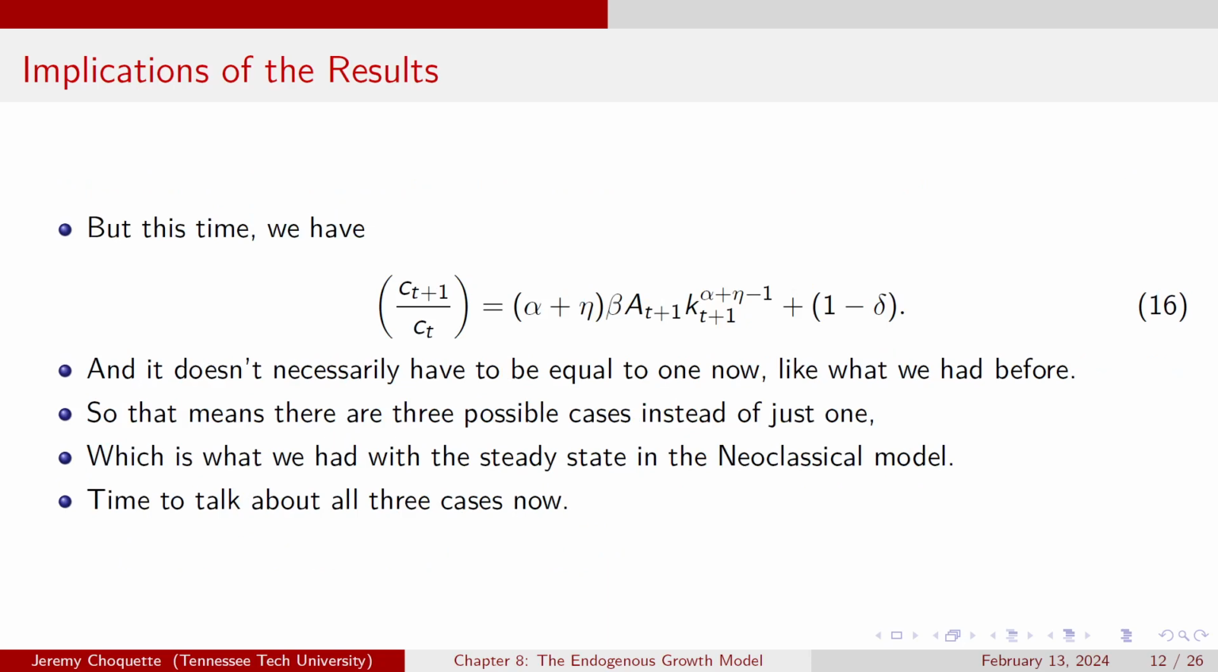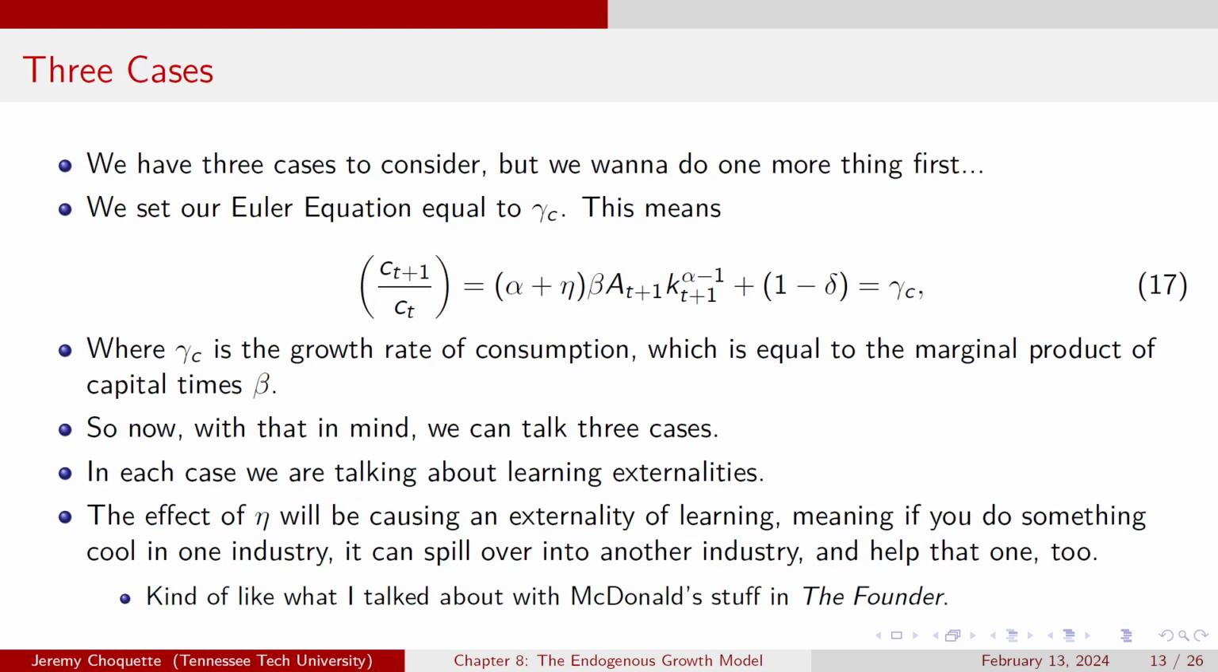Why is that? Well, it's because there are now 3 cases. It could equal 1. There's that case, but there are other cases as well. It could be less than 1. It could be greater than 1. And because we've got these possibilities, maybe we need to talk about all 3 of these possibilities. So I've got 3 cases to consider.